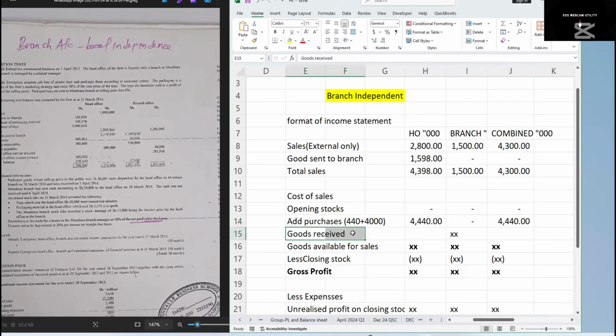Goods received. Now, the head office is 0 because it's the one sending. Goods received is the branch receiving. So we had goods sent to the branch, which is this one. But now here, we will record at the cost price. This is at an invoice price, but we will record here as the cost price. What is the cost price? Goods received is the same as the goods sent to the branch, which is 1569.04.